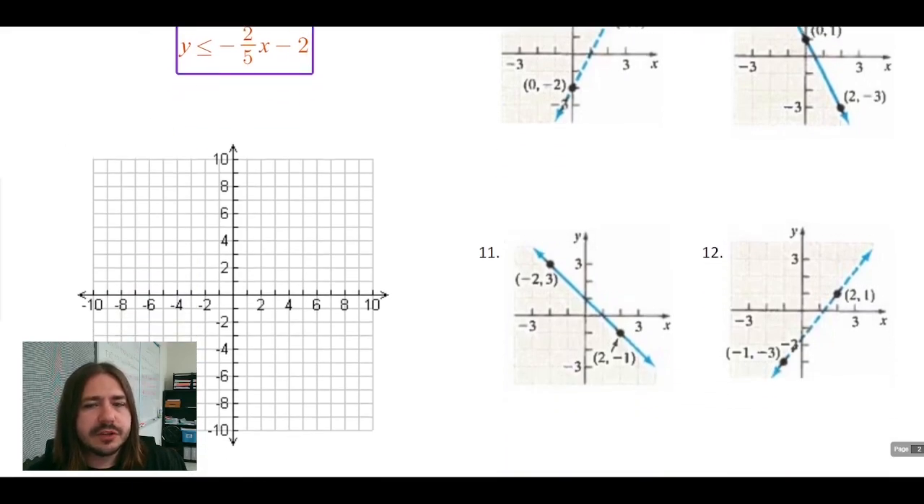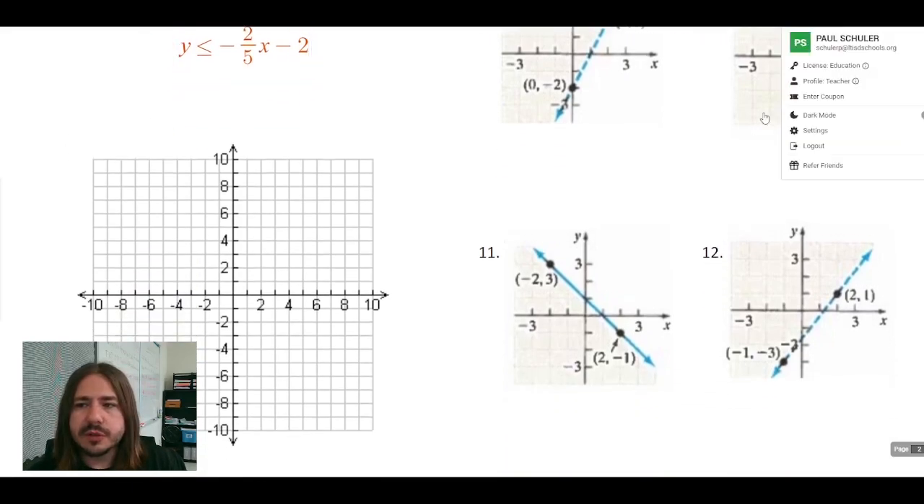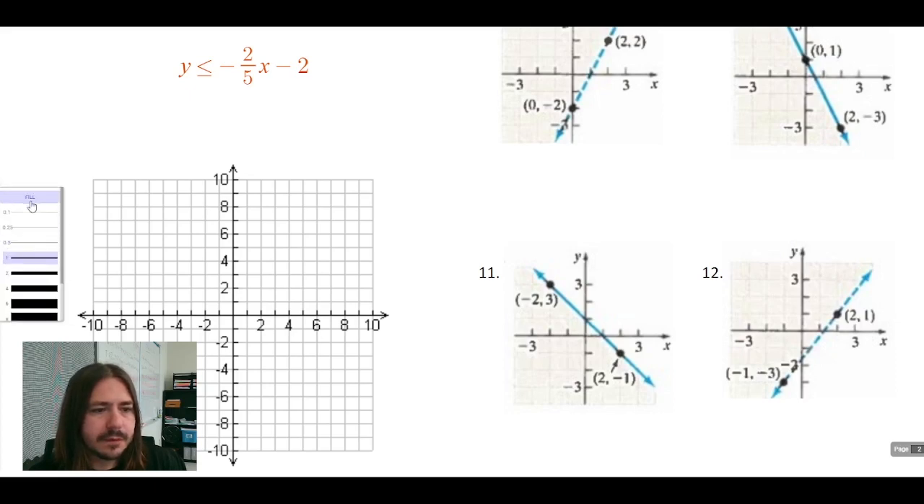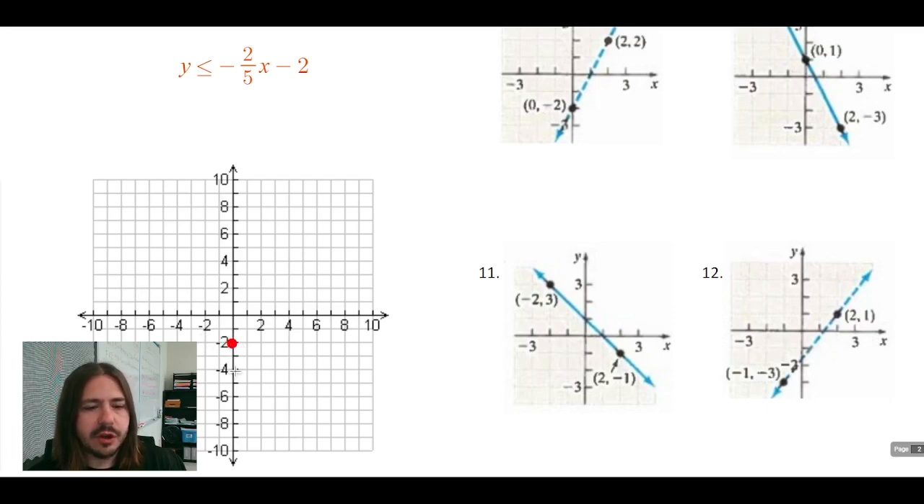So it's less than or equal to, meaning we are going to use closed dots, solid lines here, to indicate the points on the line are solutions. And let's go ahead and start with our y-intercept at -2. There we go. And then I'm going to go down 2 over 5, be right here.